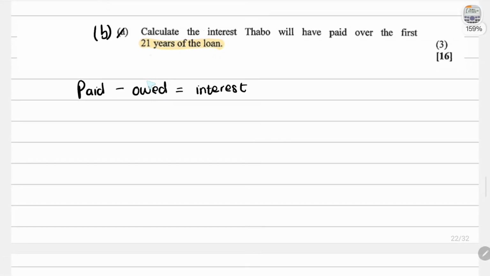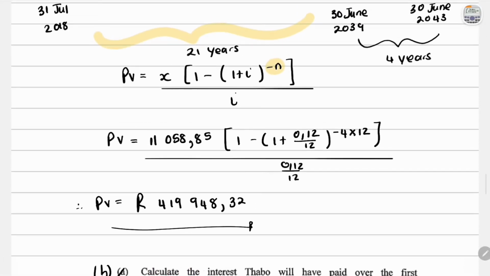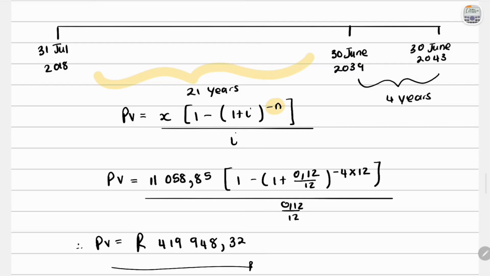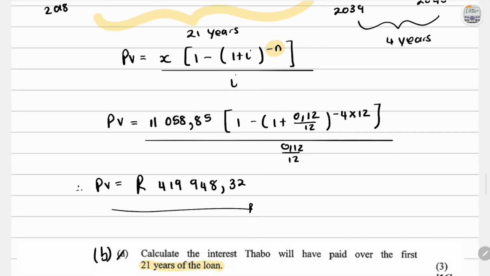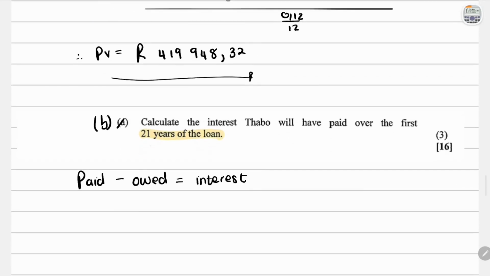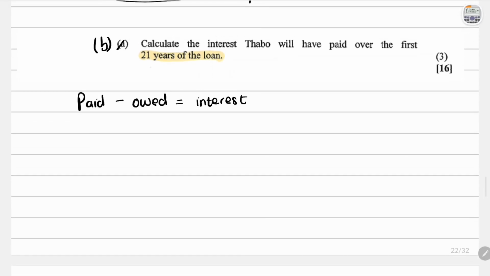It's owed because at different times, for example, 21 years later, if you went to the bank and tried to find out how much do I owe right now, this is how much he would owe. Of course, if you let those 4 years pass, it's going to accumulate as he's paying off that loan. So he may owe this after 21 years, but he's not actually going to pay that. So we're looking at 21 years.